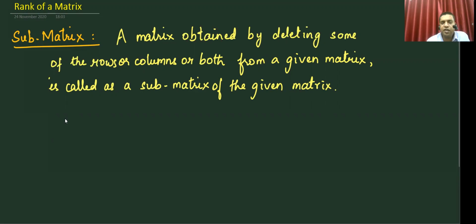Given a matrix A, you eliminate either one row or two rows, you will get a submatrix. You eliminate one column, you get a submatrix. You eliminate two columns, you get a submatrix. You eliminate one row and one column, you get another submatrix. So any matrix in which one row or one column or both, or few rows or few columns, are eliminated is a submatrix.